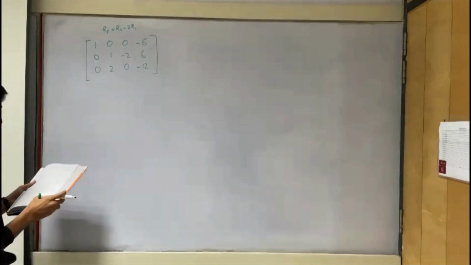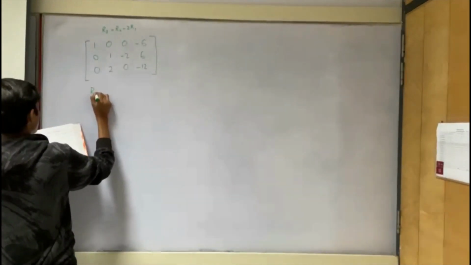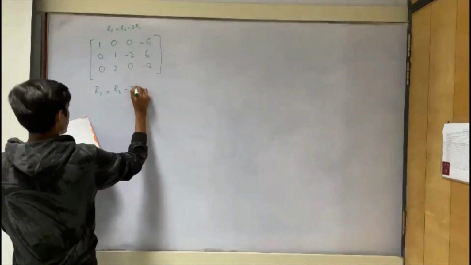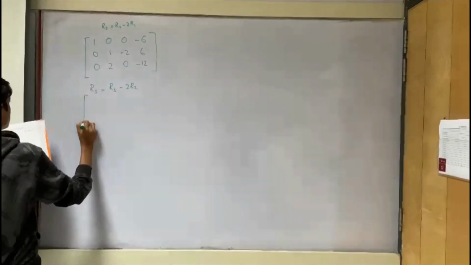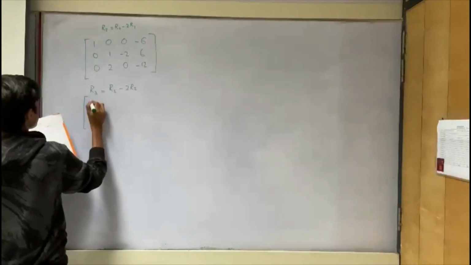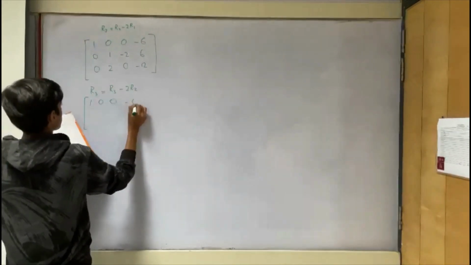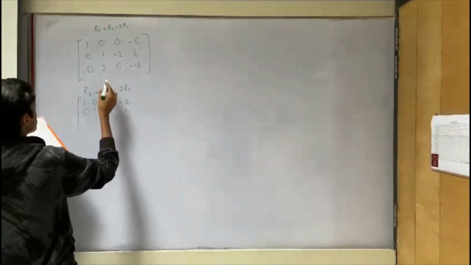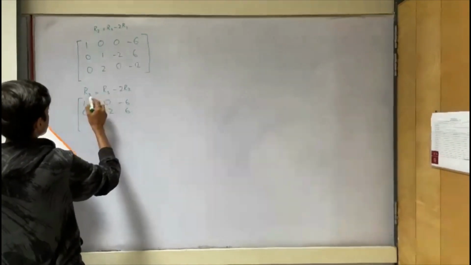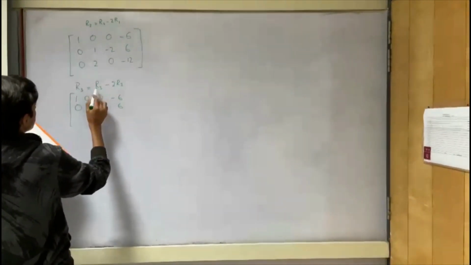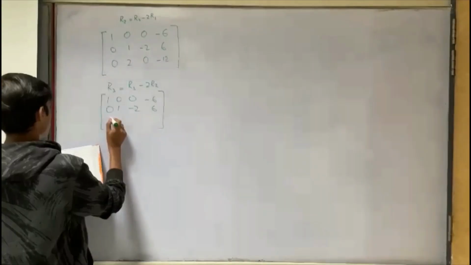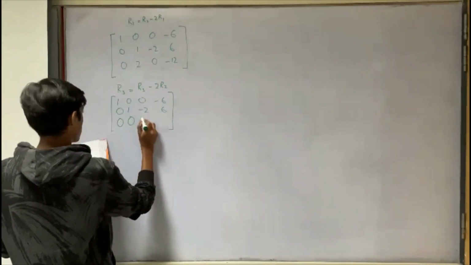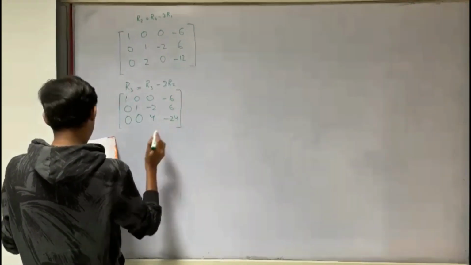After that we would apply the second row operation, that is R3 equals R3 minus 2 R2. For this we will copy row 1 and row 2 as it is, and after this row 3 would be altered here. So row 3 would be altered like R3 minus 2 R2. Okay, so row 3 would be 0 0 4 and minus 24.